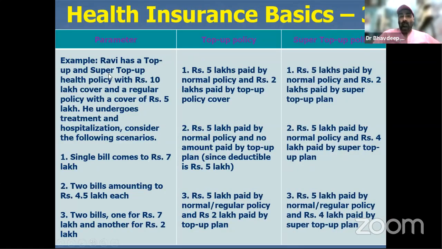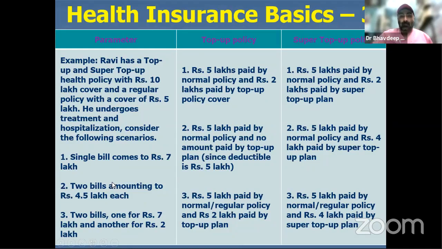So Ravi has a top up and super top up with rupees 10 lakh cover and a regular policy with a cover of 5 lakh. He undergoes hospitalization. Consider the scenarios. In the first situation, a single bill comes to 7 lakhs. What would happen? 5 lakh is covered by the normal policy and 2 lakh is paid by the top up, or by the super top up, of course, in both cases.